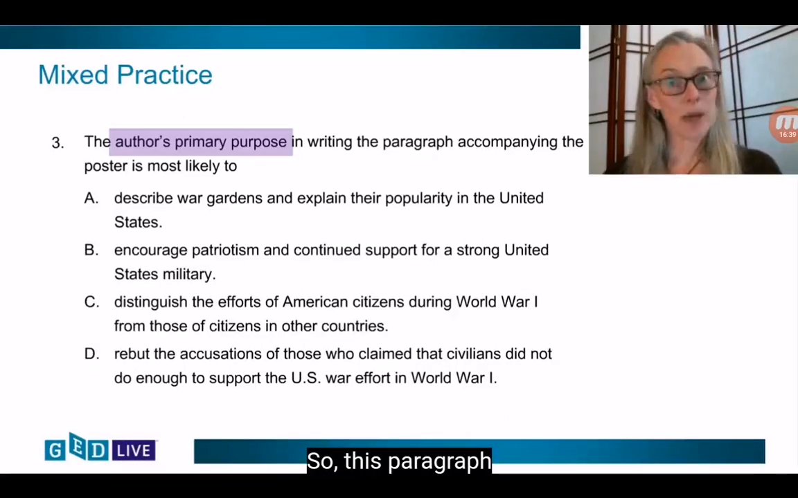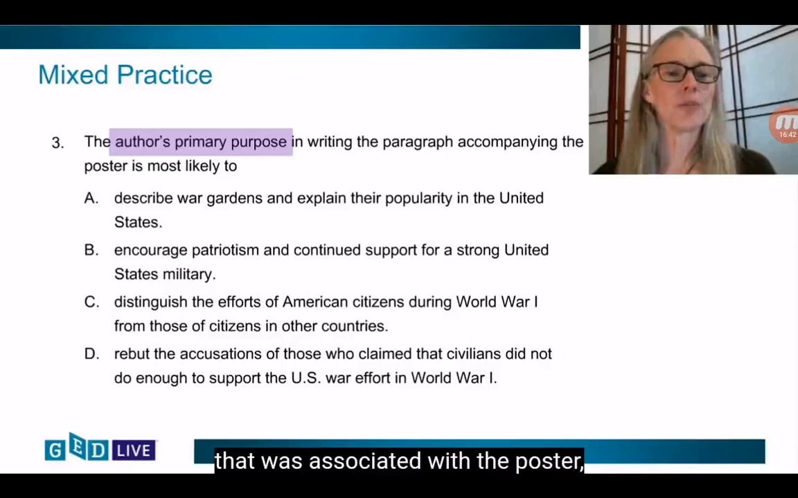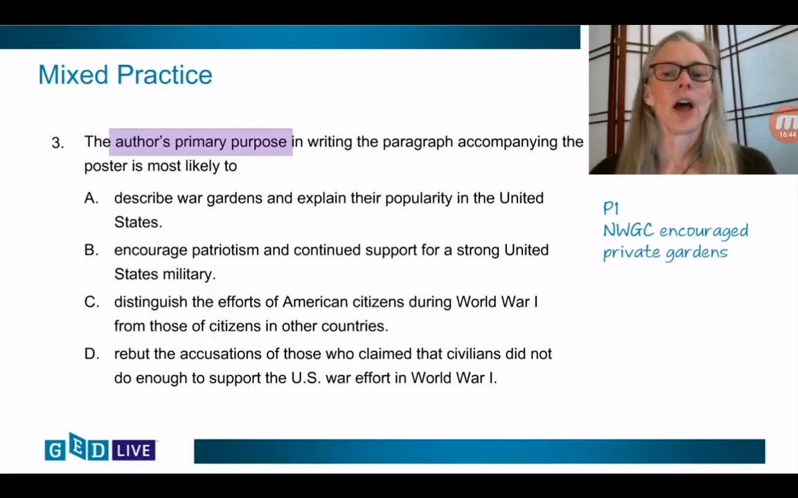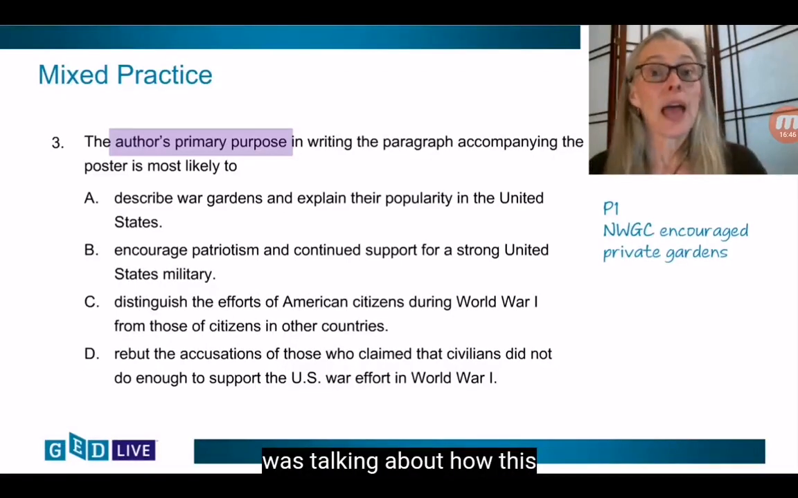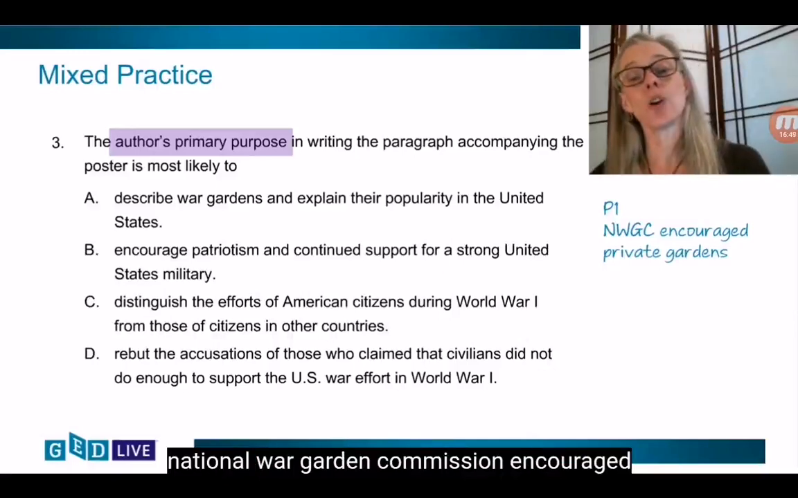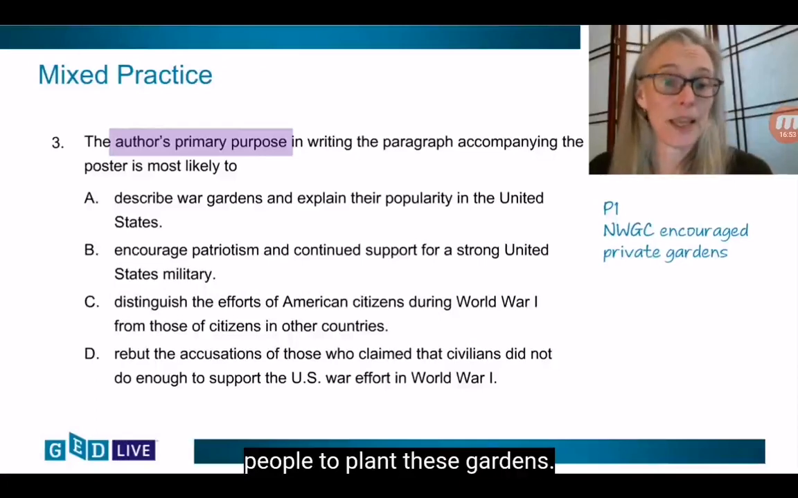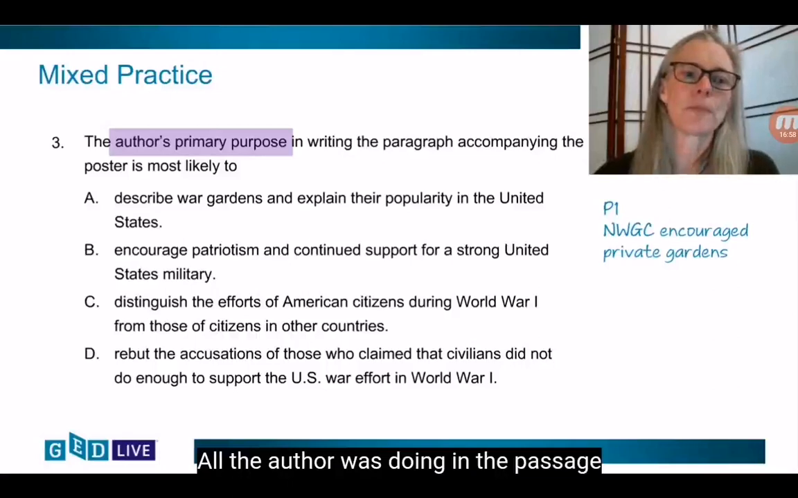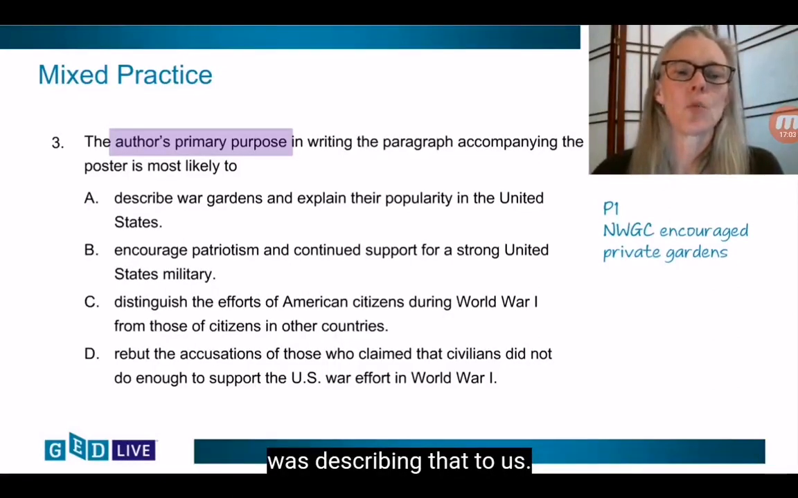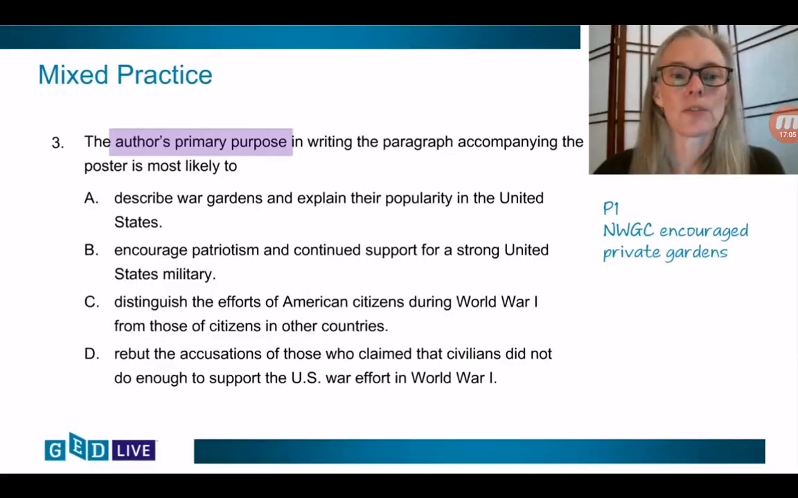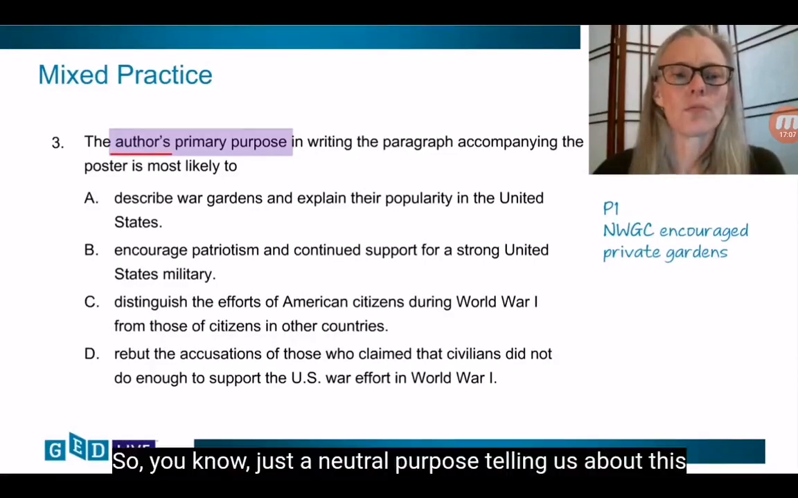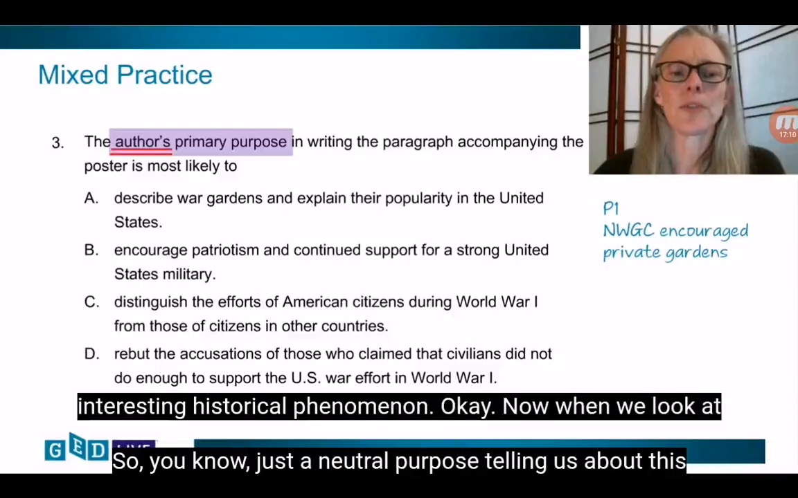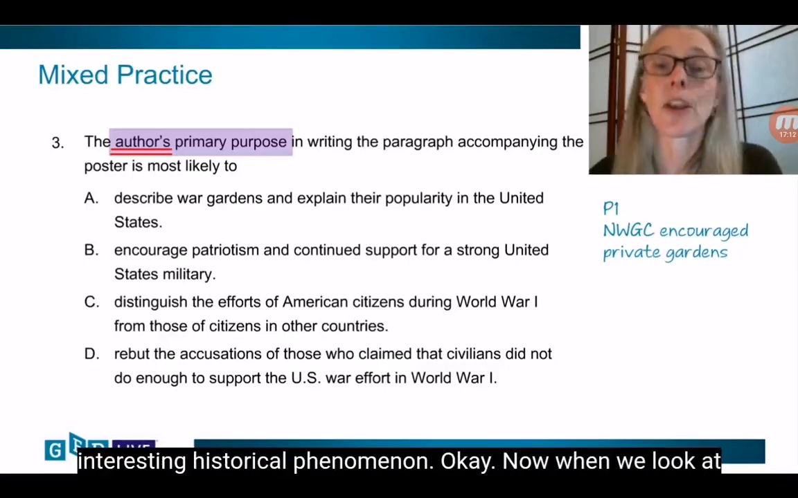So this paragraph that was associated with the poster was talking about how this National War Garden Commission encouraged people to plant these gardens. Right? And all the author was doing in the passage was describing that to us. So, just a neutral purpose, telling us about this interesting historical phenomenon.